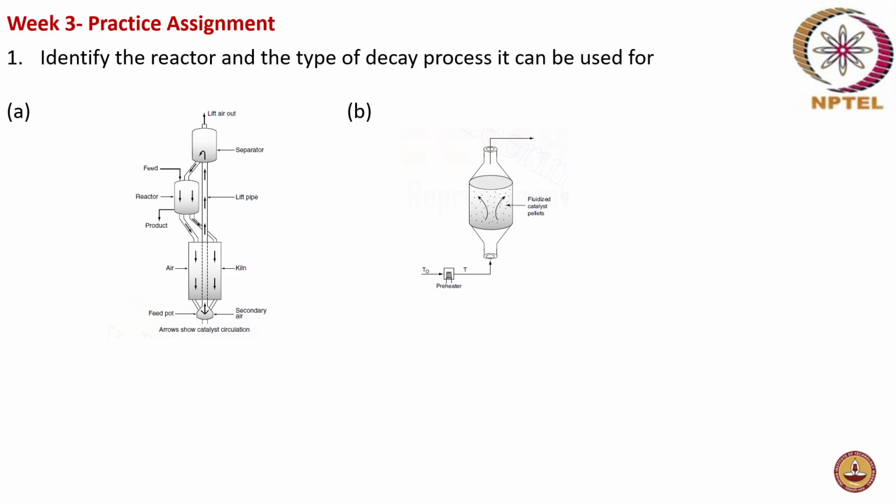Yes. So what happens in this case is that the catalyst bed is actually moving from the reactor to the kiln and to the separator, and then finally back to the reactor. So there is a continuous movement of this catalyst bed. That is why it is a moving bed reactor. In this process, it is getting regenerated continuously.